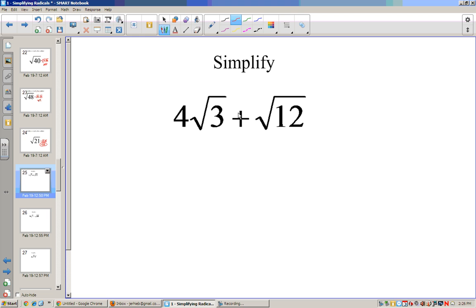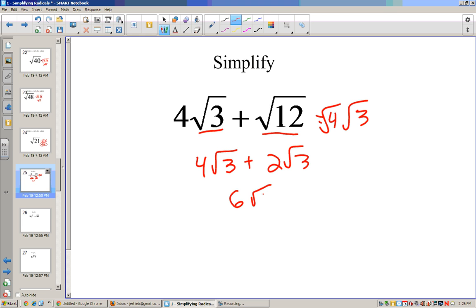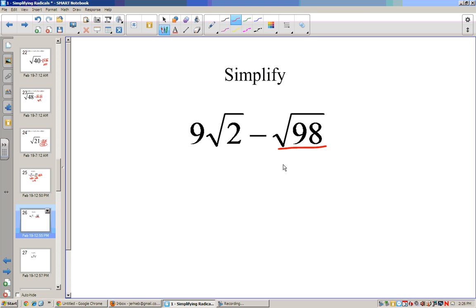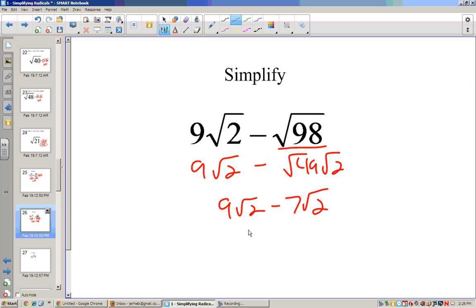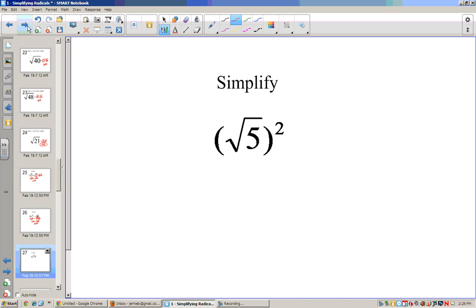Now that we know how to simplify, before we would say we couldn't add these because they don't have the same square root. But the square root of 12 is the square root of 4 times the square root of 3, which is 2 times the square root of 3. So if I have 4 root 3 plus 2 root 3, that gives me 6 root 3. Same here. That's going to be root 49 root 2. So if I have 9 root 2 minus 7 root 2, that would be 2 root 2. Square root of 5 squared. Now, we talked about this earlier. The squares and square roots are inverse operations, so this answer should just be 5.